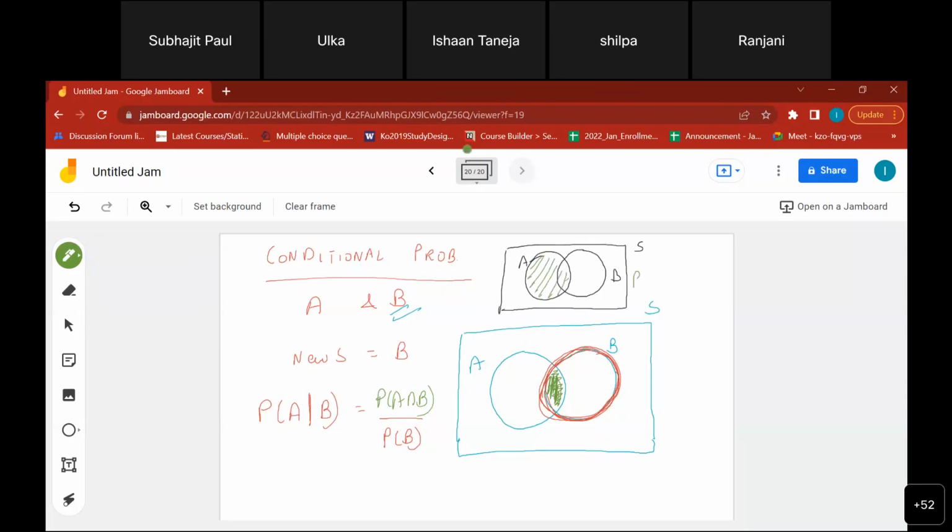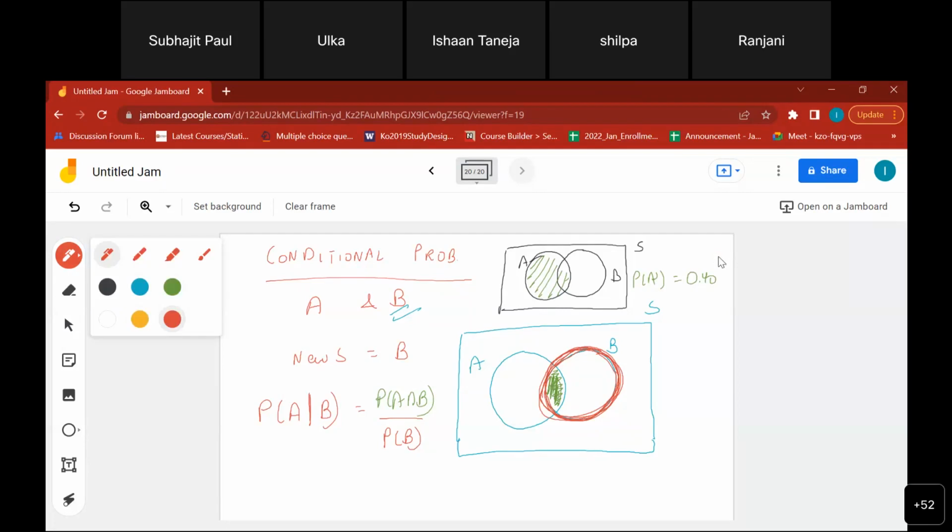Let's say it's 0.40, okay, 40% of the complete sample space. Now, independent means that the occurrence of one event should not affect the happening of the other, right? So when event B has occurred, it means my new sample space is this one. This red circle is my new sample space now that B has occurred.